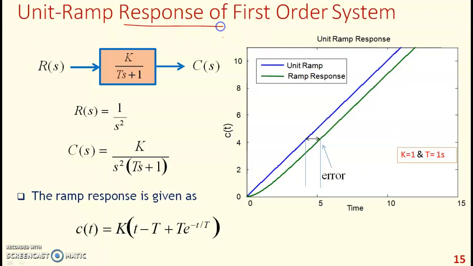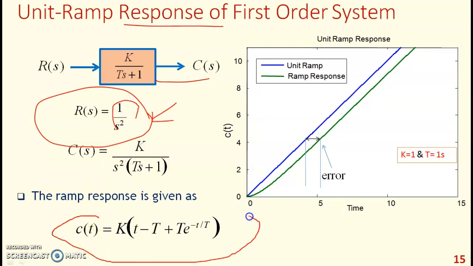So unit ramp response. How will the graph appear for the unit ramp function? This is the transfer function of a system. If the input is unit ramp and you multiply, what is the overall response? If you multiply by the unit ramp function, the response becomes c of t equal to K into t minus T plus T e raised to minus t by T. It's the unit ramp and ramp response.